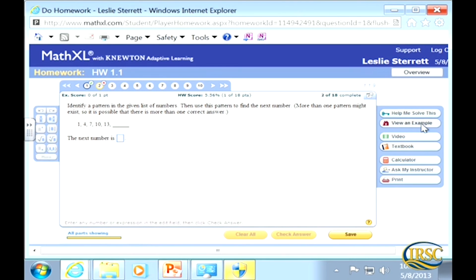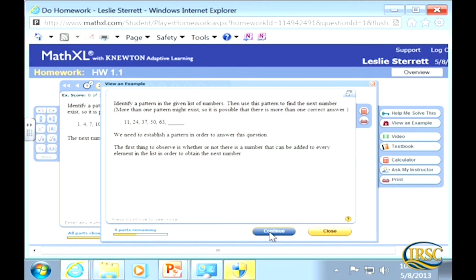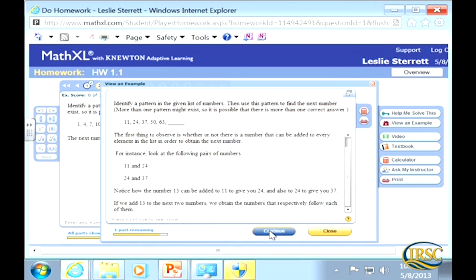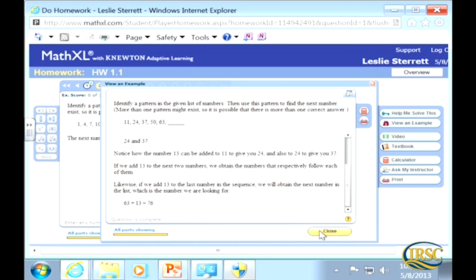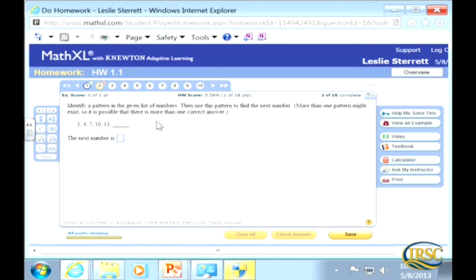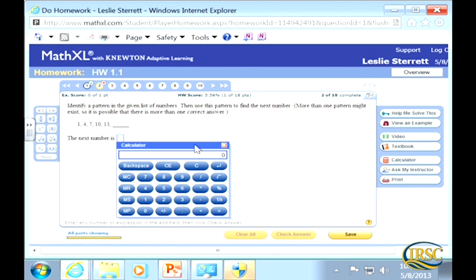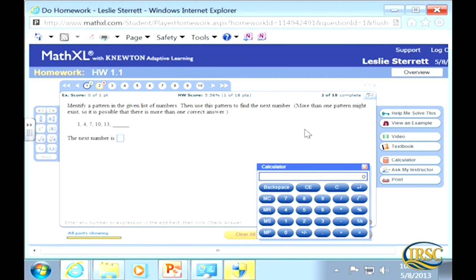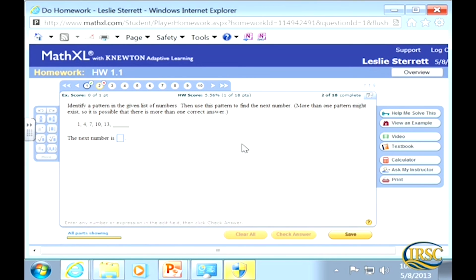View an example will be a completely different problem, and it doesn't ask you to do any of the work. It will do all the explanation so that you can just read along, okay, and then you go back to the problem that you were working on. Some questions have videos, not all of them do. If you want to get the textbook page from this section while you're in the homework, you can. You can print your homework. There's a calculator. The nice thing about this calculator is if you only need to do some basic math, it will stay on the screen even if you click back on the homework. Whereas if you open up the calculator from your computer, it's going to hide behind the window when you click on something else.